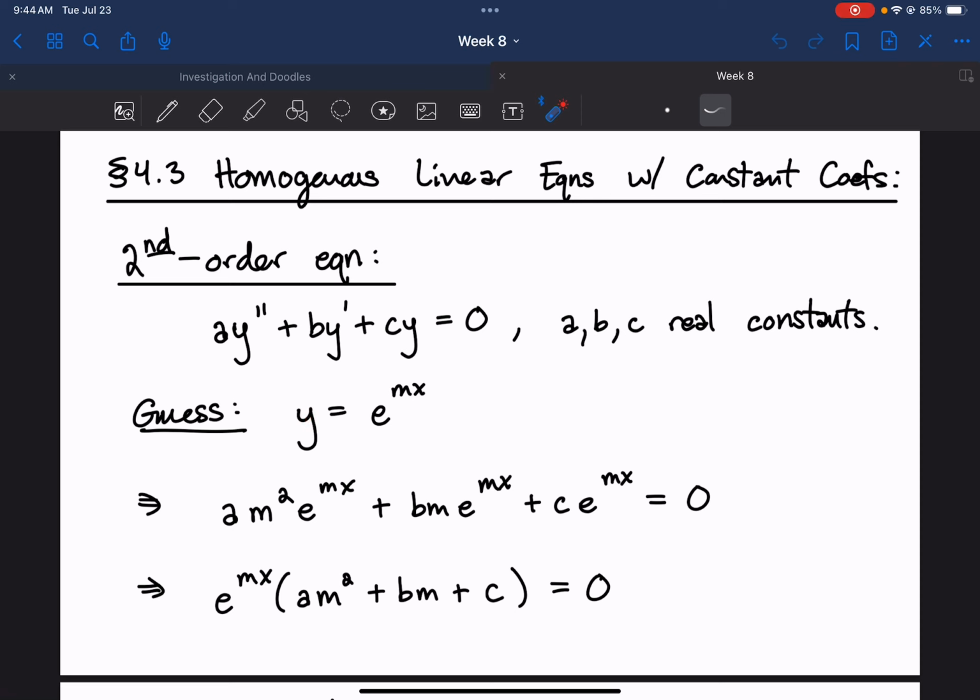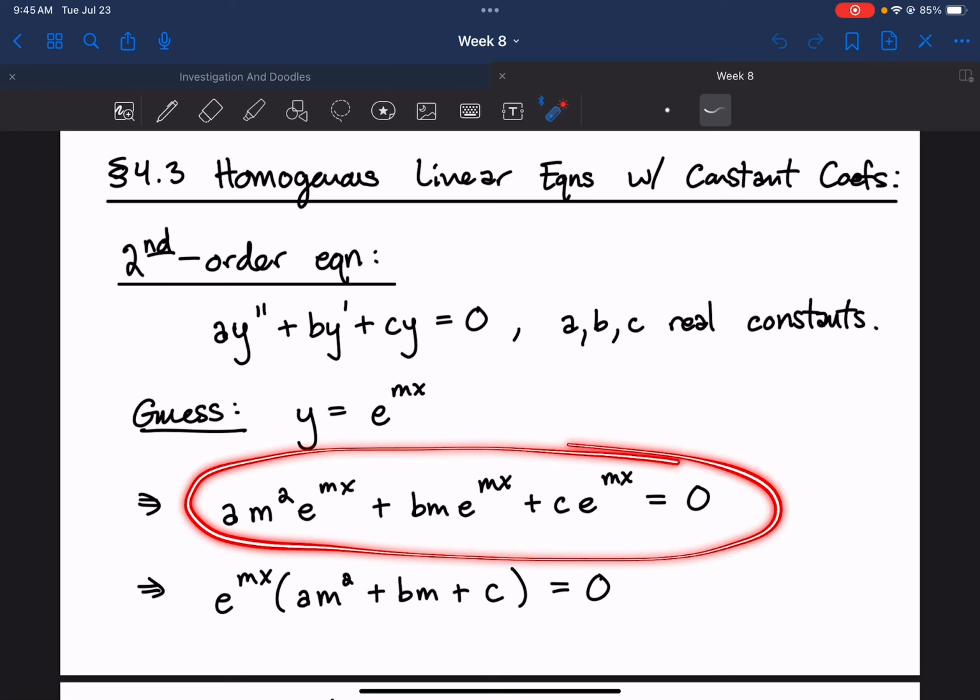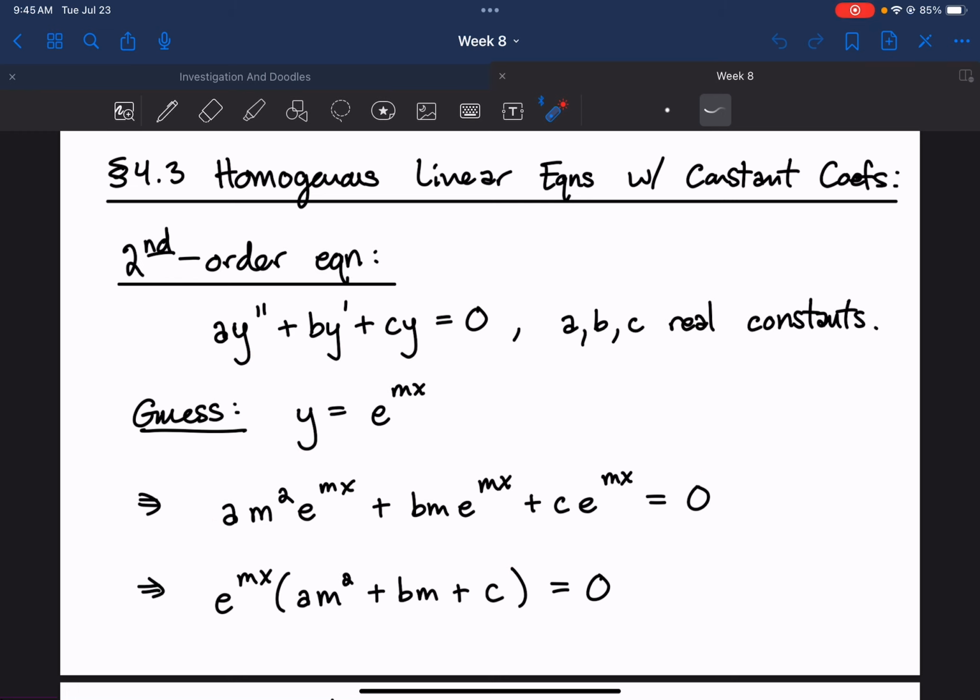If y was equal to e^(mx), then the second derivative of y would be m^2 e^(mx). The first derivative would be m e^(mx), and y is just e^(mx). So when you plug this y into the differential equation, you get this. And we can factor out all the e's, right? They're all the same term. So this can come out front.